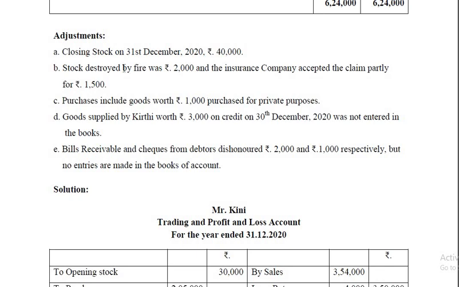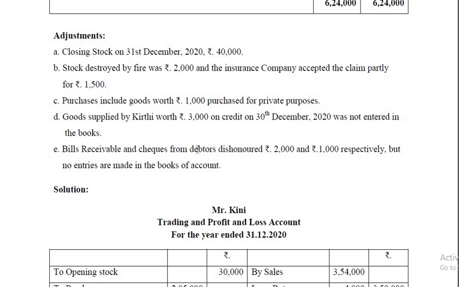Then goods supplied by Kirti worth rupees 3,000 on credit on 30th December. This is nothing but credit purchase, and it was not entered in the books. Actually, the entry is purchases account debit to Kirti's account. Kirti is a creditor, therefore that will be included in sundry creditors. So it will be added to purchases and then added to sundry creditors. The amount due to Kirti is included in sundry creditors, therefore that will appear in sundry creditors. So added to purchases and added to sundry creditors in the balance sheet.